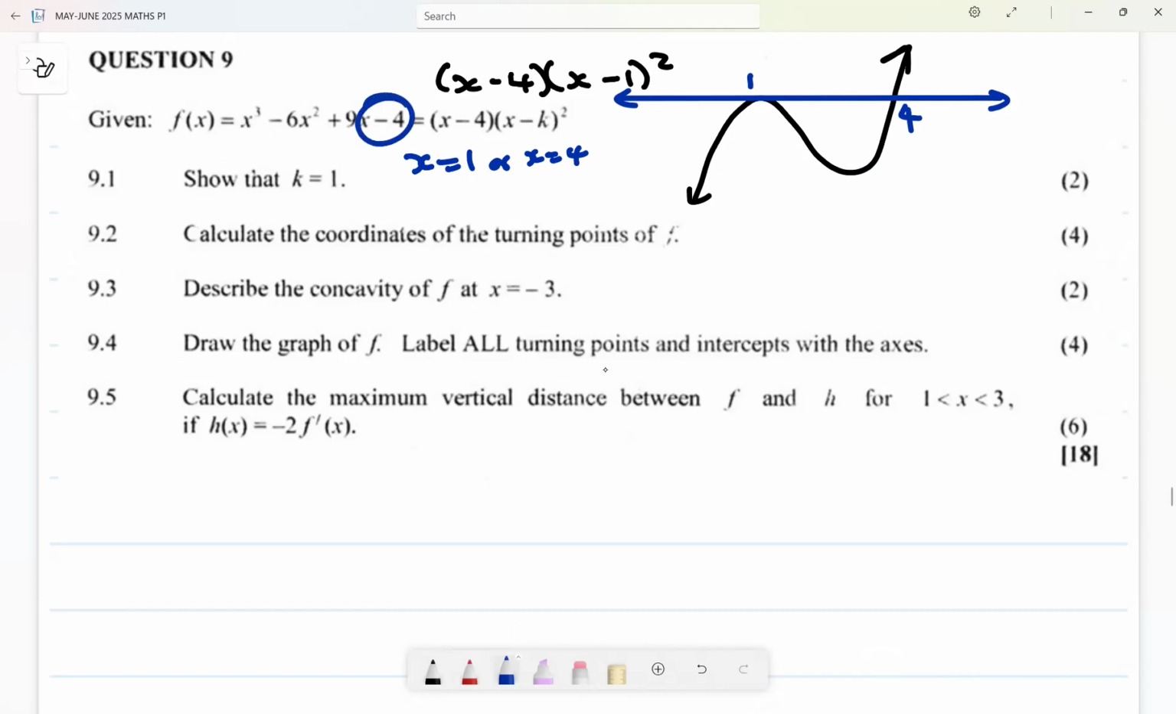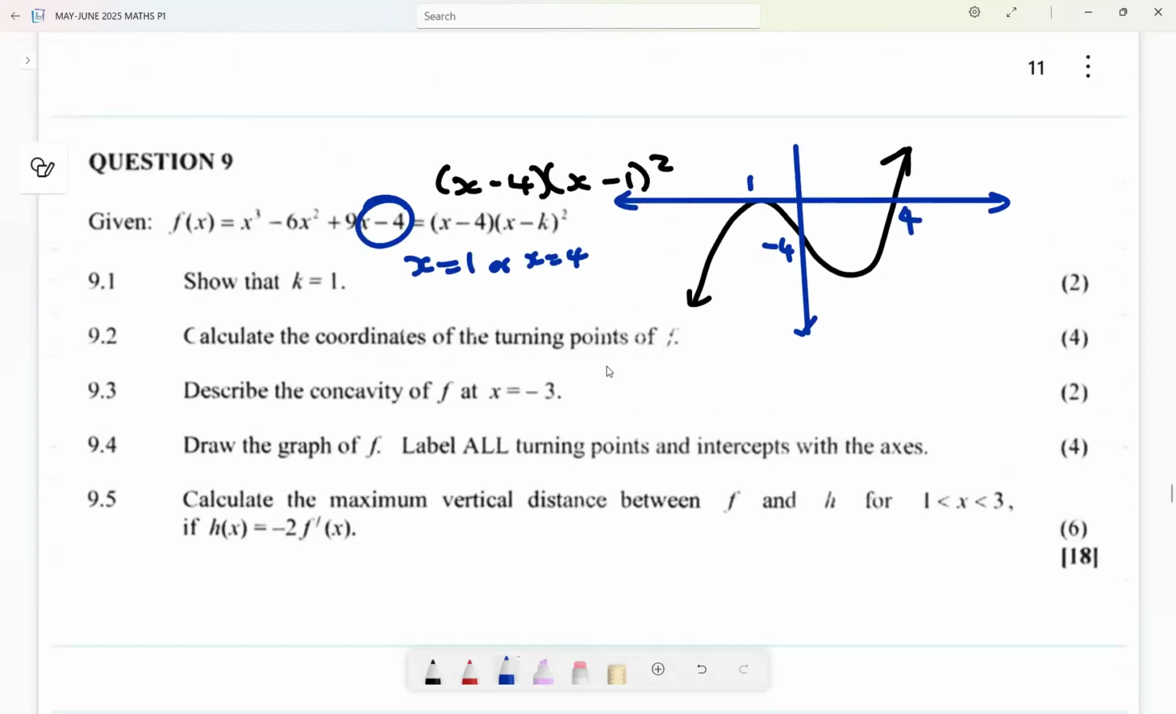The y-intercept is -4. So it's going to cut at -4. This is just a demonstration of how my graph is supposed to look. They did not ask me to draw, but I'm just being ahead of myself. And then they say now, calculate the coordinates of the turning point.